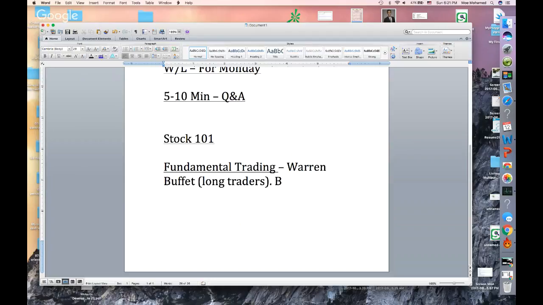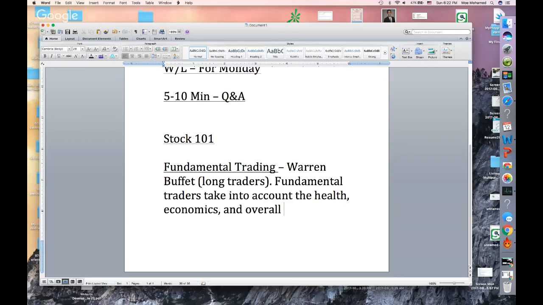and basically fundamental traders take into account so many things. They take into account the health, economics, and overall finances, and the basic day-to-day functions, right?